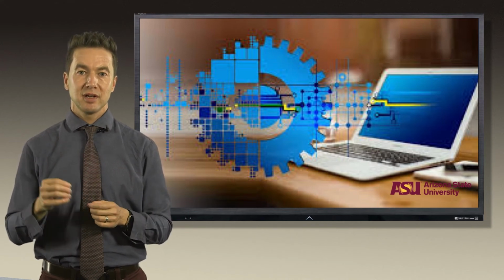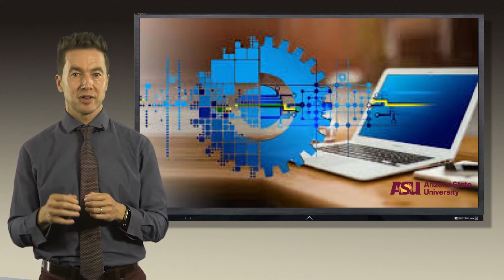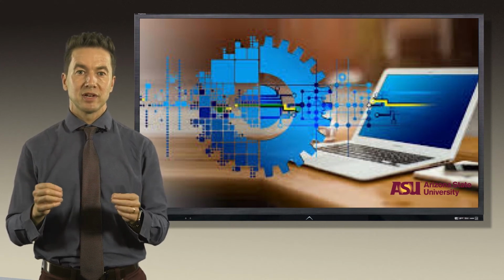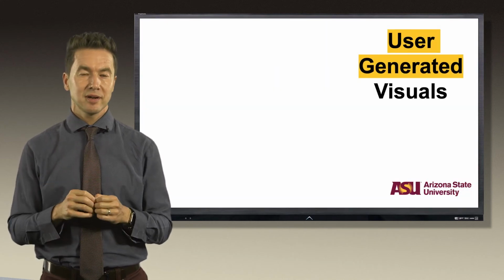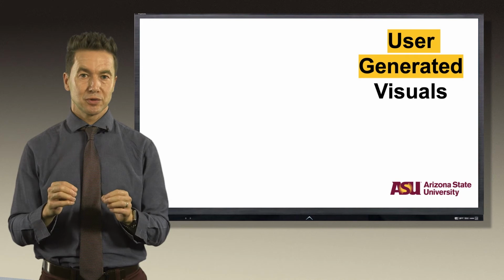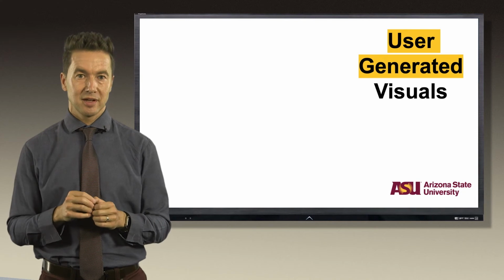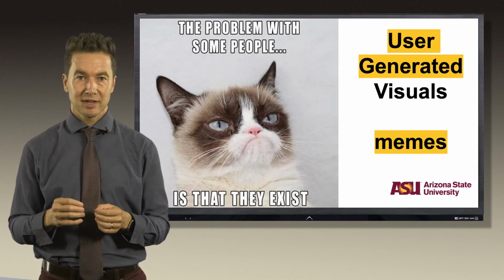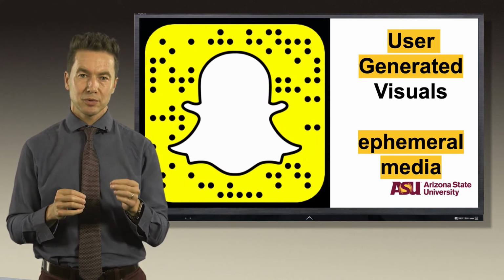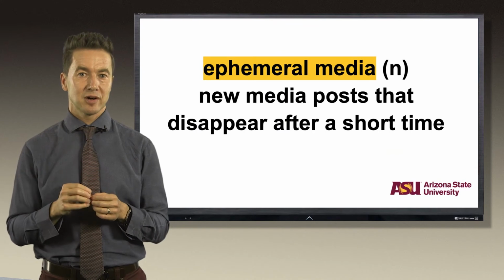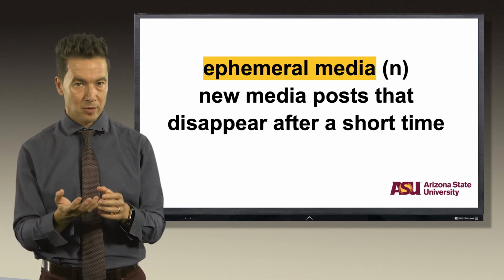Breaking news stories, discussions, and data visualization stories already existed in print and broadcast media, but new media have made them much more interactive and engaging. In addition, social media platforms have introduced completely new forms of user-generated visual content. These formats include memes, GIFs, and ephemeral media, such as snaps and Facebook stories. Ephemeral media are posts that disappear after a short time, usually only 24 hours.